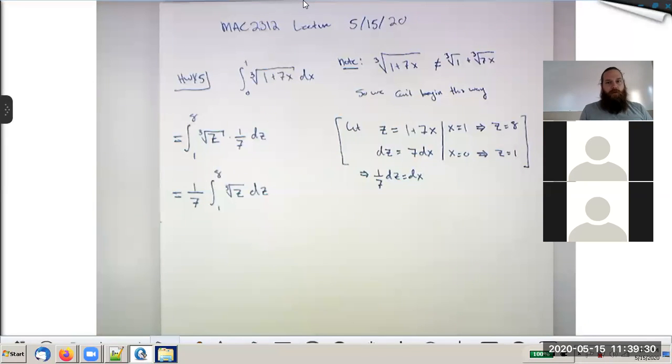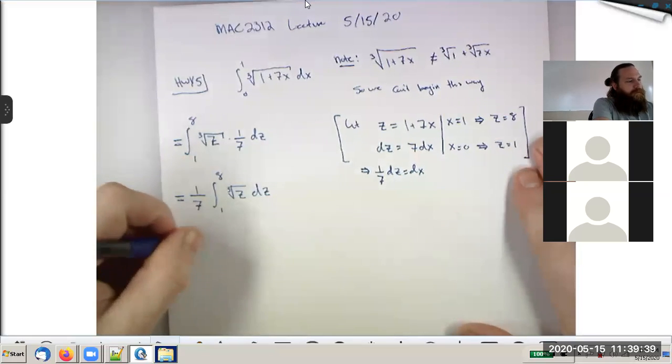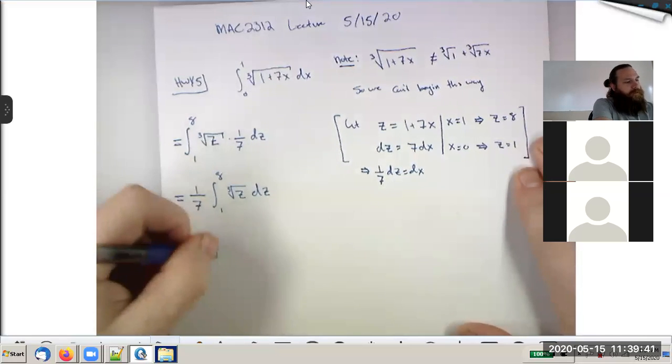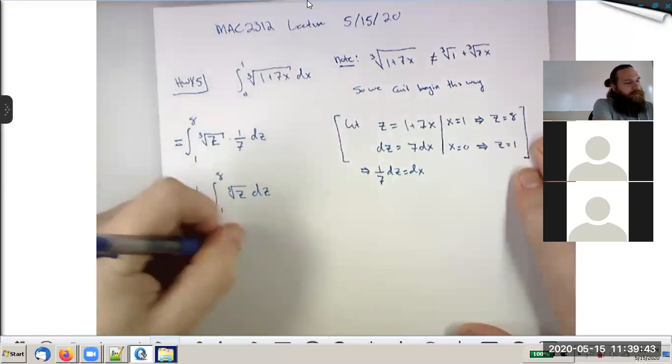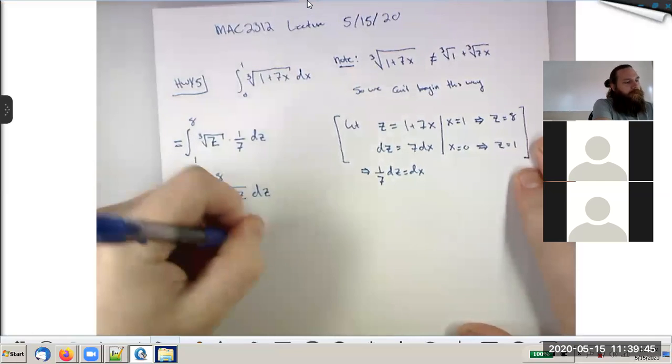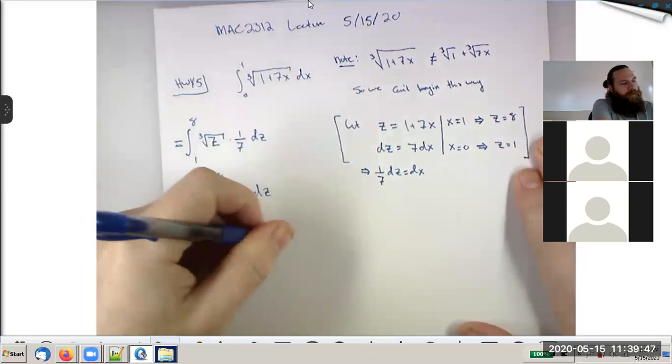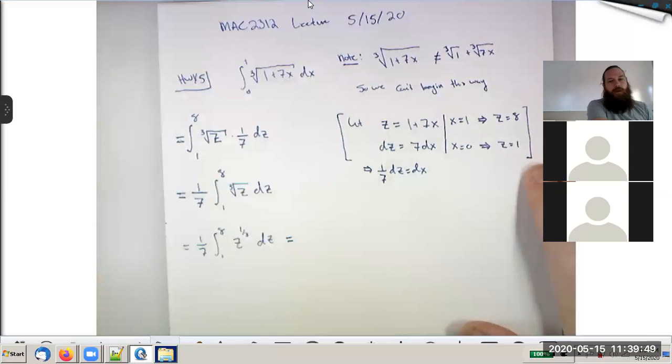And now that there's no addition or subtraction or anything like that going on underneath the cube root, I can just write it as z to the power of 1/3. So this is 1/7 times the integral from 1 to 8 of z raised to the 1/3 power dz, and that's an easy integral to evaluate. It's easy to find an antiderivative there because it's just a power function.